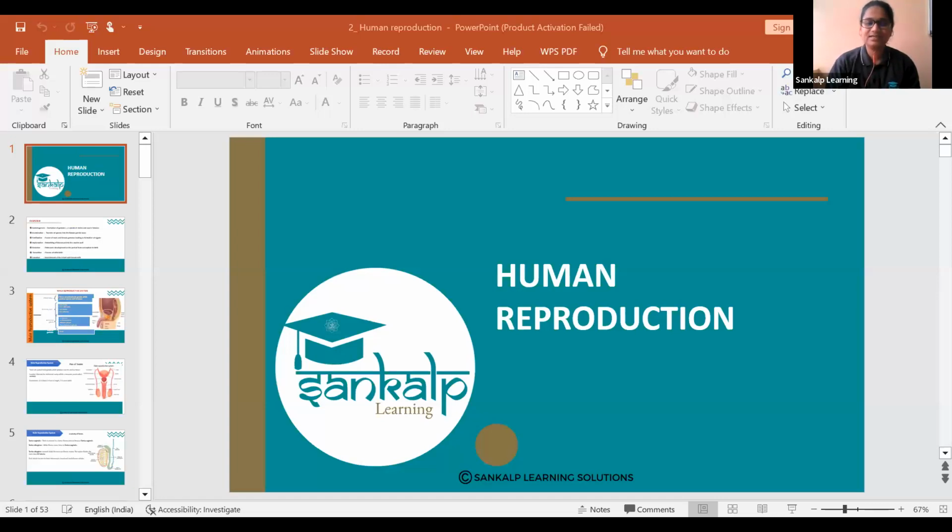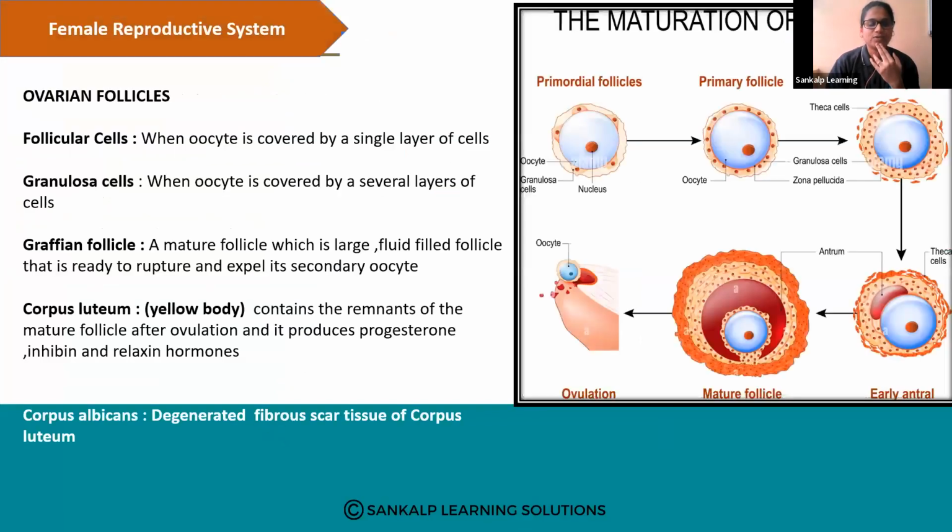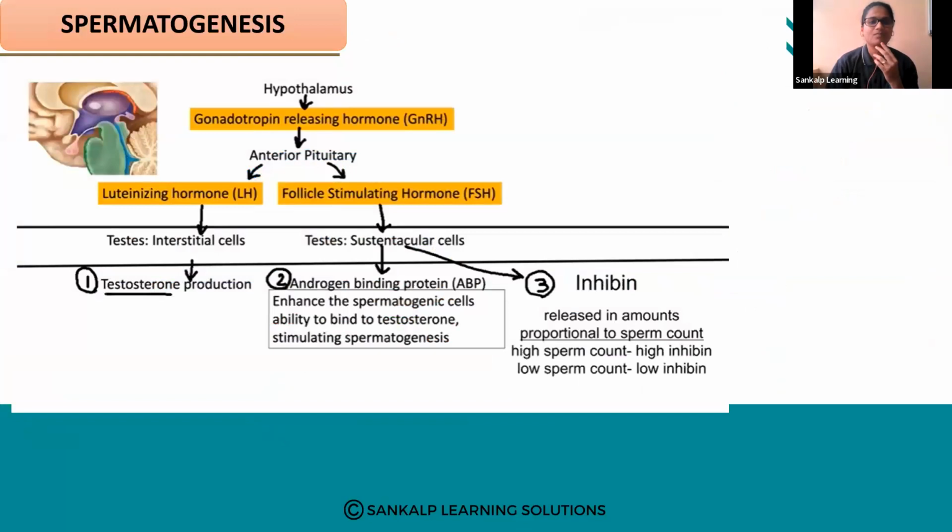When does spermatogenesis start? They have asked, if which hormone increases. So I got different answers from all of you. See here, gonadotropin releasing hormone is released from the hypothalamus, which stimulates the anterior pituitary. After the anterior pituitary is stimulated, two hormones will be produced. One is luteinizing hormone, one is follicle stimulating hormone. This follicle stimulating hormone, what does it do? It will stimulate, it will trigger the testis. Which cells in the testis does it target? It triggers the sustentacular cells or Sertoli cells. So this FSH triggers Sertoli cells and then Sertoli cells will produce a kind of protein. That protein is called androgen binding protein. So when androgen binding protein is released, it enhances the spermatogenic cells to stimulate spermatogenesis.